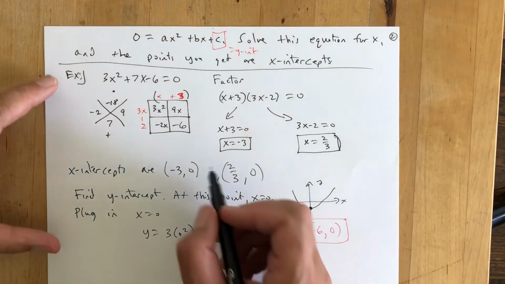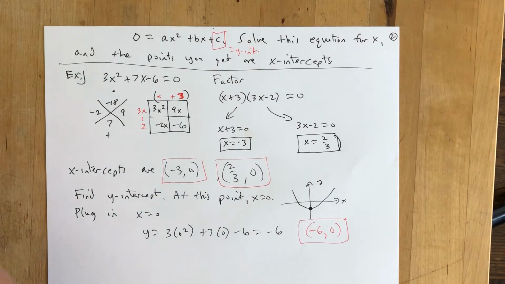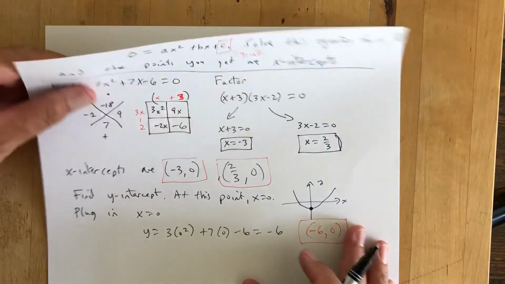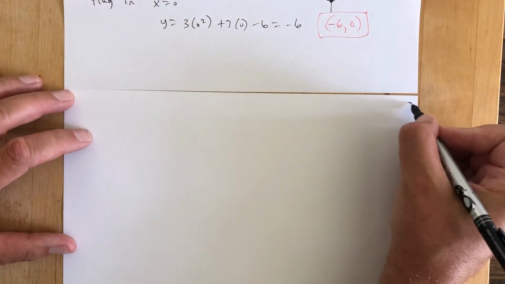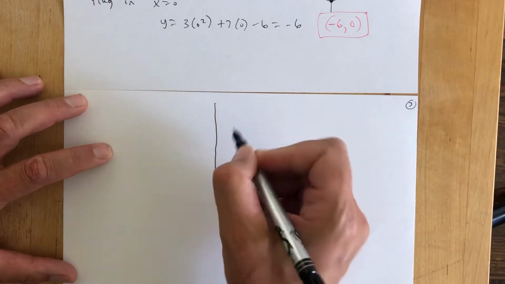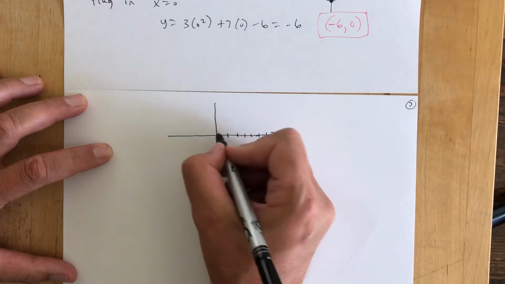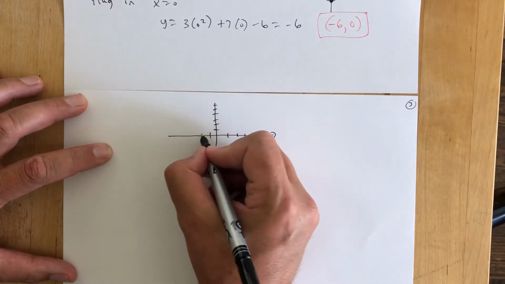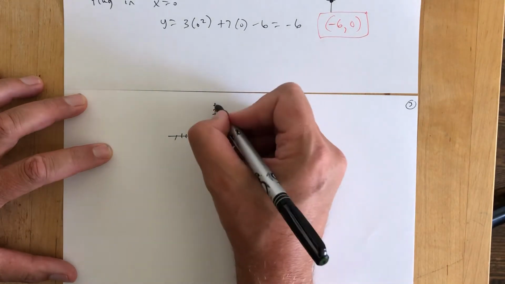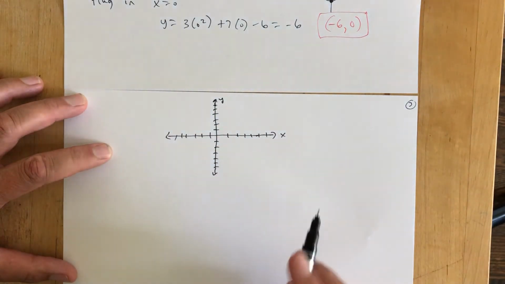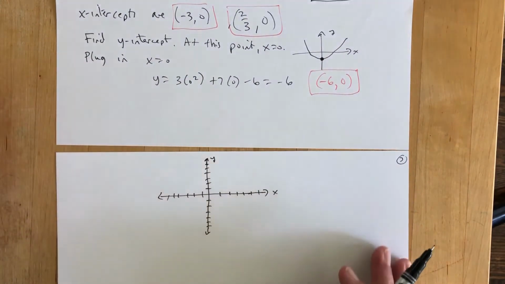Okay? So now in this problem, we found two x-intercepts, one y-intercept. And so let's put this on a set of axes. So here we go. This is x. This is y. Okay, let me make sure I get everything on the screen here. Can I see that? Yes.